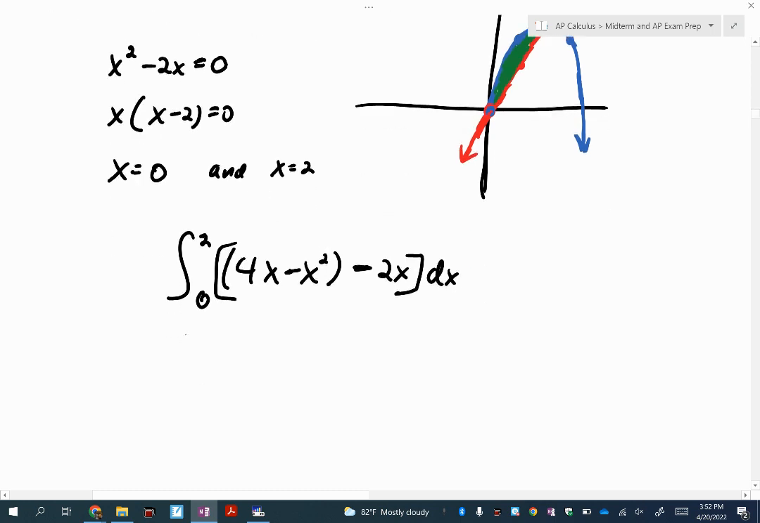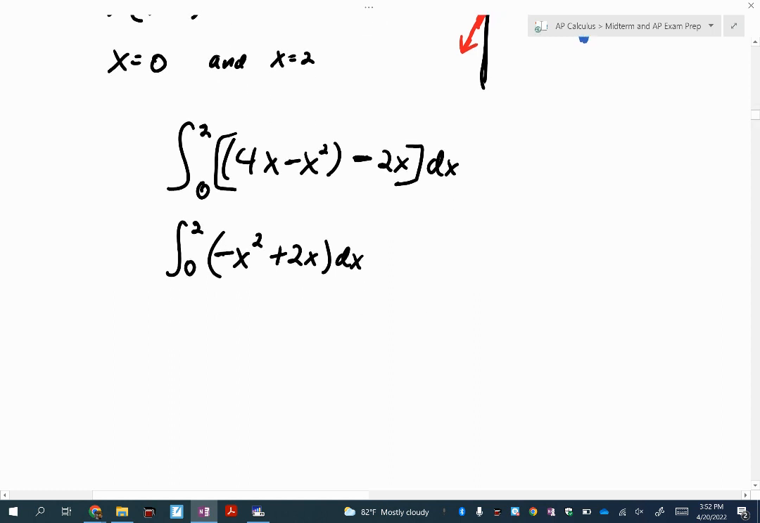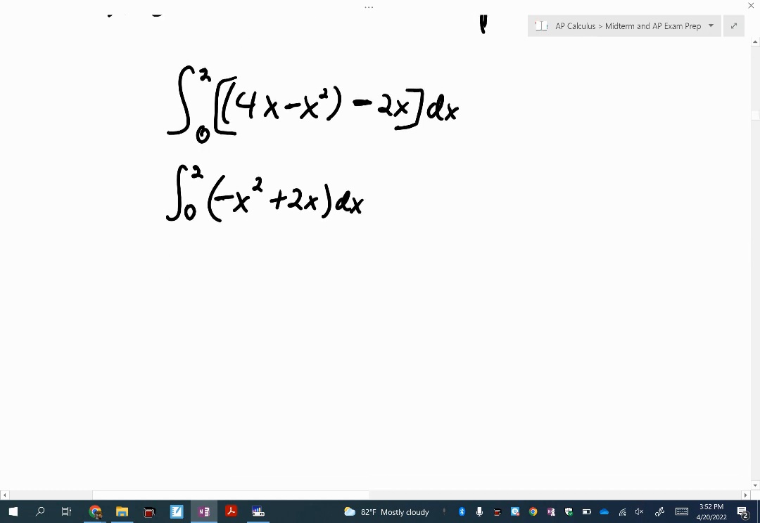Let's clean it up a little bit. I'm going to combine like terms. So I'm going to write negative x squared. What's 4x minus 2x? 2x. I think we're ready to find the antiderivative. Hopefully you remember how to do this. We've done this a lot. I know you're like, I haven't done it. We've done this. Okay?